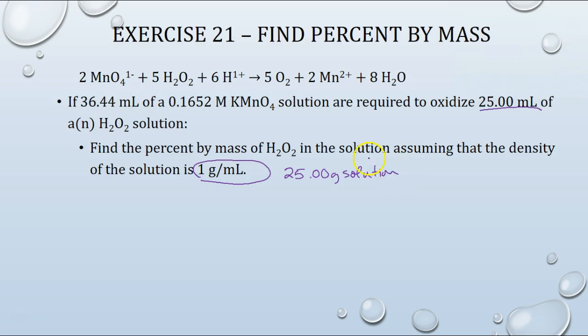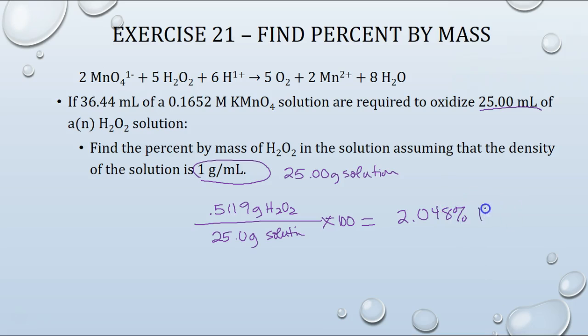And that's pretty important because now I have 0.5119 grams of H2O2 in 25.0 grams of solution. And if I multiply that by 100, I will get the percent mass. And when I do that, I get 2.048% H2O2. And that is the answer. Okay, so little details like 1 gram per milliliter can really help us solve the problem more easily.